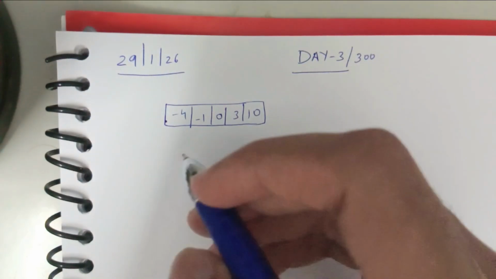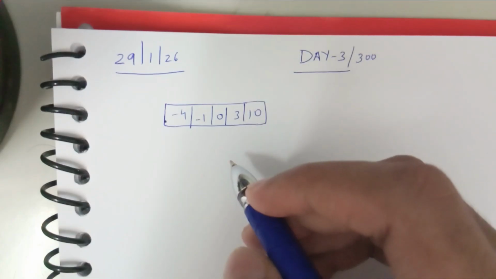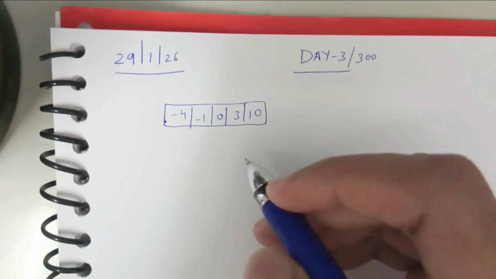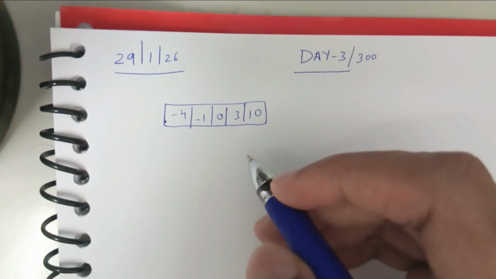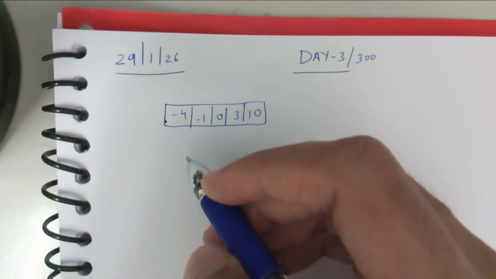Hi guys, this is day 3 of the 300 days placement series, and today we are going to discuss one more problem on the two pointers pattern. So this problem is squares of a sorted array.